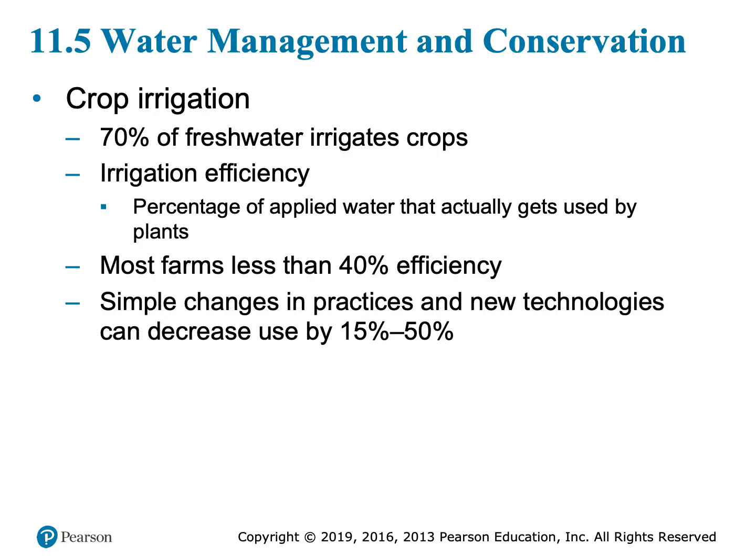Okay, so crop irrigation has to do with conservation and management because many irrigate their crops. 70% of fresh water irrigates crops. Irrigation efficiency is under your notes under number 3, managing and conserving water used in agriculture. Irrigation efficiency refers to the percentage of the water applied to fields that is actually used by crops or plants. Most farms are less than 40% efficient, and simple changes in practice can help decrease water use by 15% to 50%.